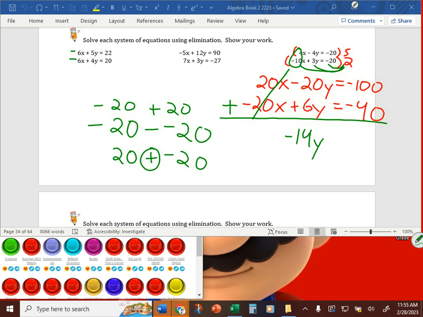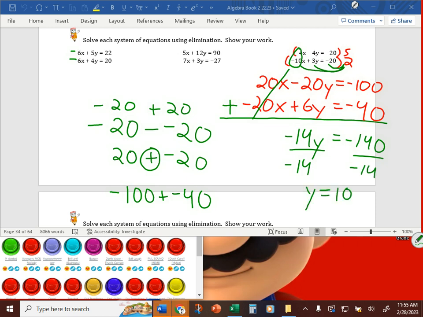Anyway, what's negative 100 plus negative 40? What does that equal? Negative 140. Okay? We're starting negative and adding a negative is the same as subtraction. So we're really taking negative 100 minus 40, and that gives us a negative 140. Now we've got a one-step equation to solve. All we got to do is divide by negative 14, and y equals positive 10.